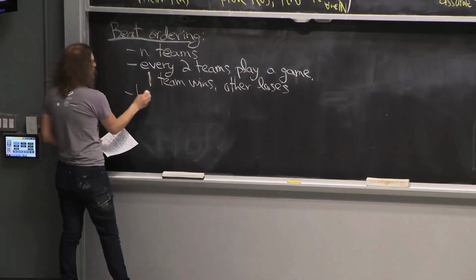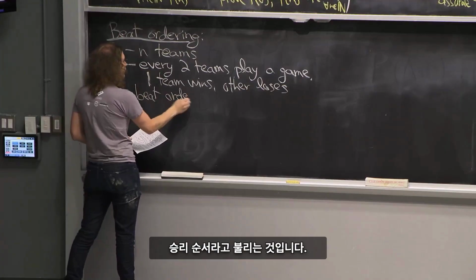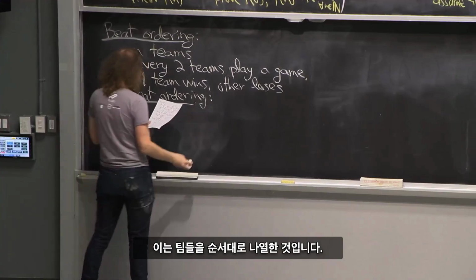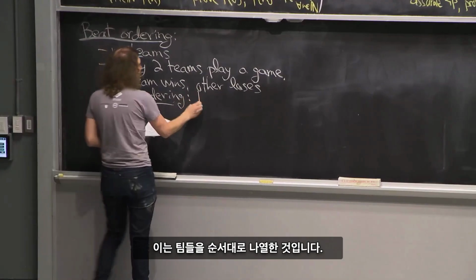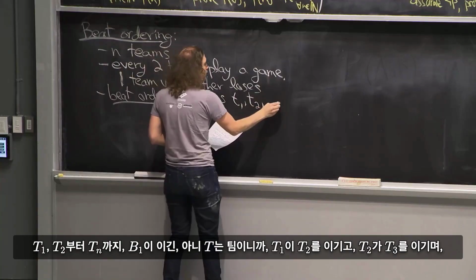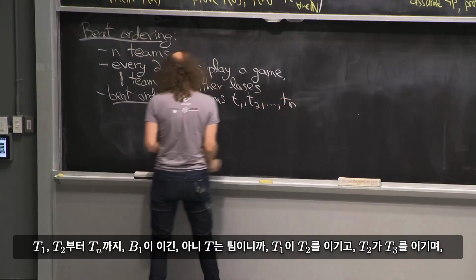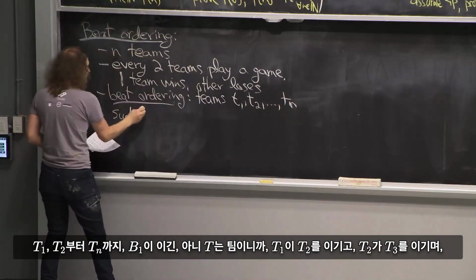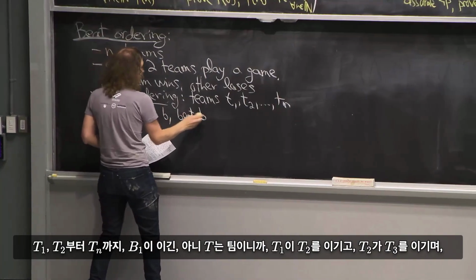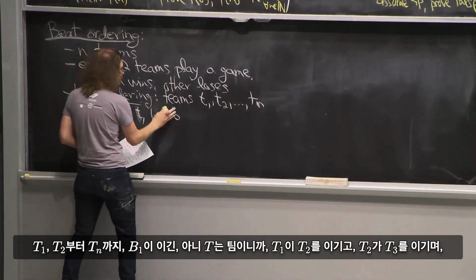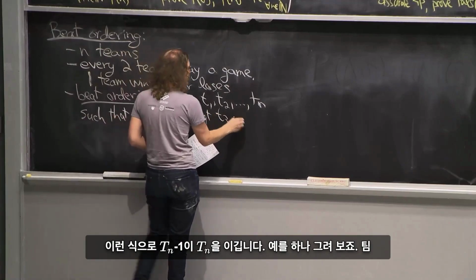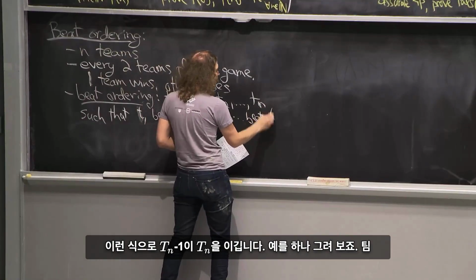All right, so what we would like is what's called a beat ordering. This is an ordering of the teams, T1, T2, up to Tn, such that T1 beats T2, T2 beats T3, and so on, and Tn minus 1 beats Tn.